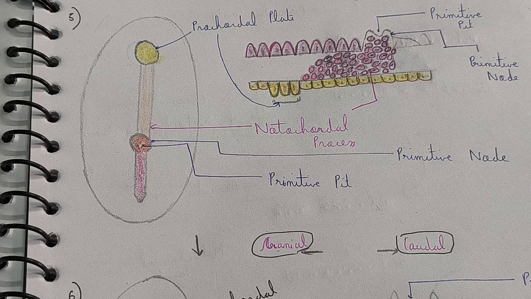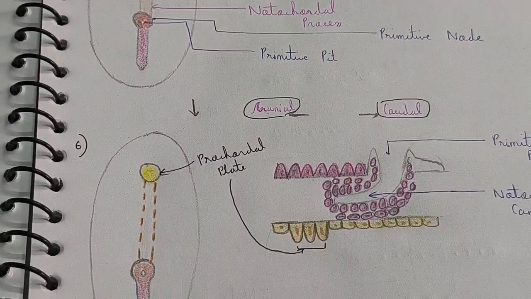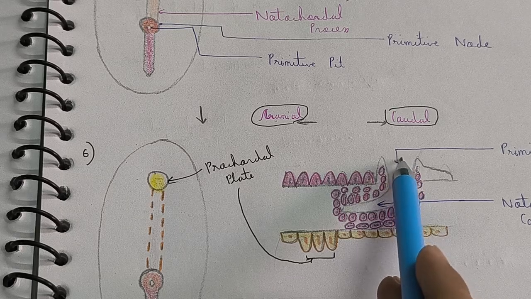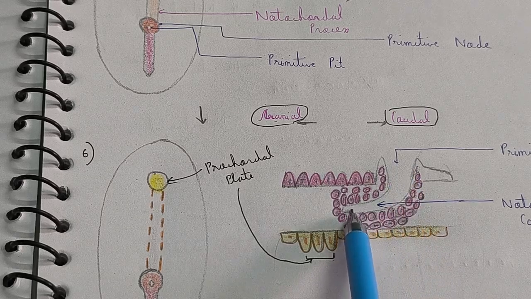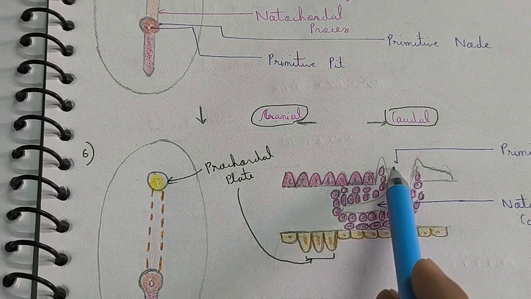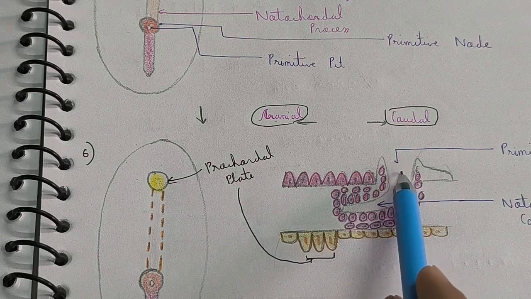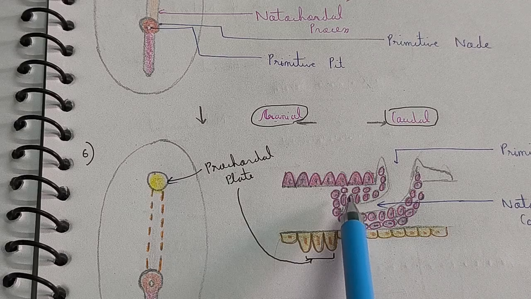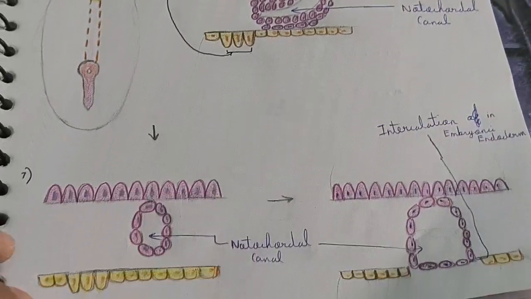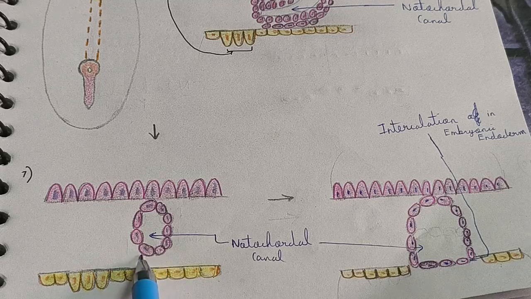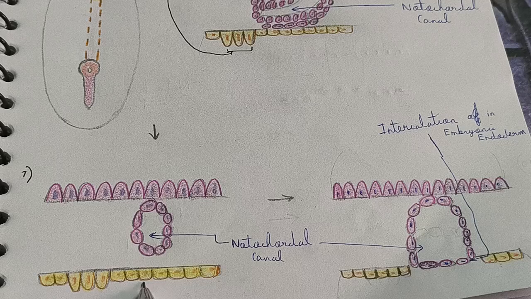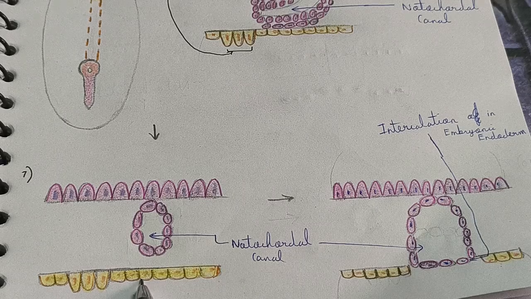Yes, in the midline. Now in the notochordal process, the primitive pit extends into the notochordal process, or the cavity, and as a result of this extension of the primitive pit, the notochordal canal is formed. This is the notochordal canal, this is the epiblast and this is the hypoblast, so it is not connected with the hypoblastic cells.